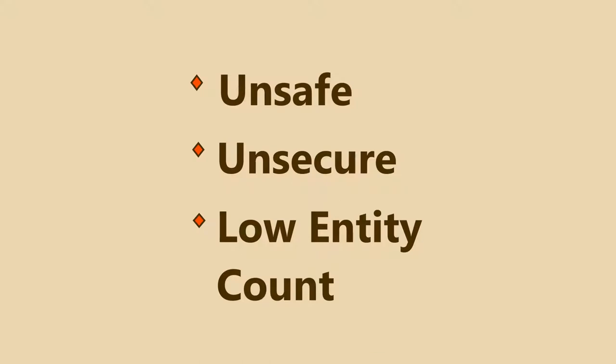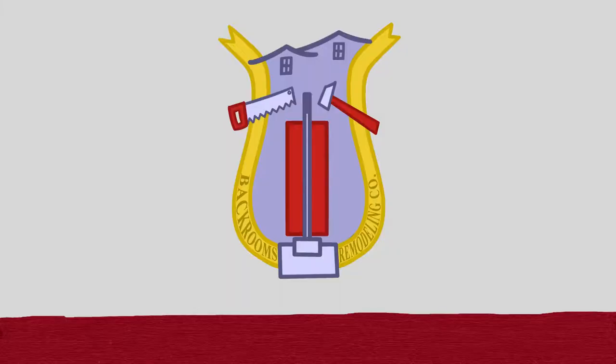Level 0.2, also known as the Remodeled Mess, is the second sub-layer between levels 0 and 1. The level has a survival difficulty of class 3, as it is unsafe, unsecure, and has a low entity count. Level 0.2 is a variation of level 0 made by the group known as the Backrooms Remodeling Company.